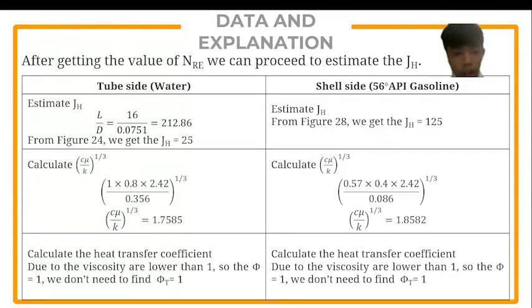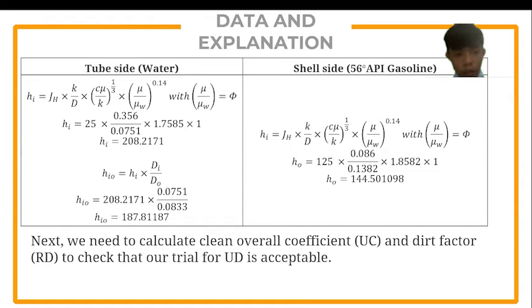And next we will calculate the cμ/k, and we get the value is 1.7585, and for the shell side is 1.8582. And next we will calculate the heat transfer coefficient. But due to the viscosity ratio being lower than 1, the φ equals 1. And so we will calculate the heat transfer coefficient for the two sides. Using the calculation, we get 187.8 for the tube side, and for the shell side, we get the heat transfer coefficient is 144.5.